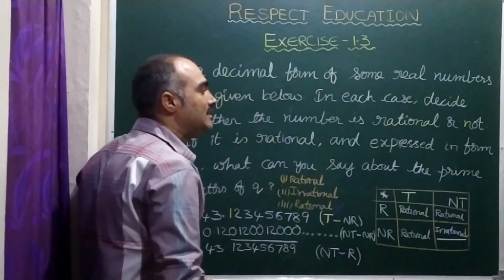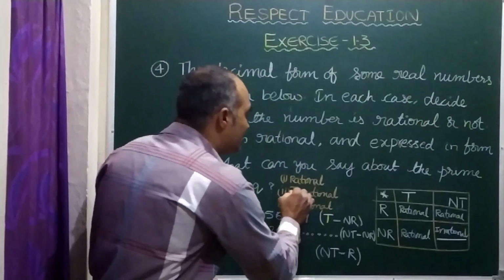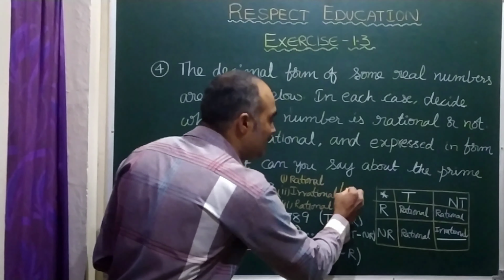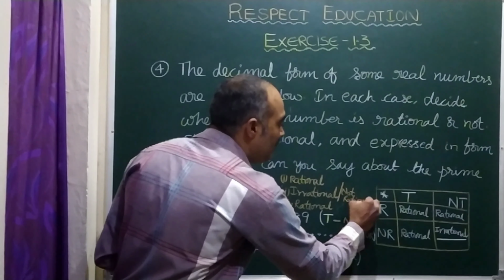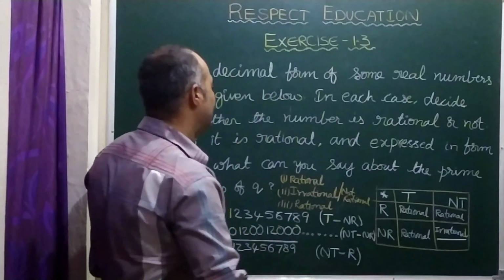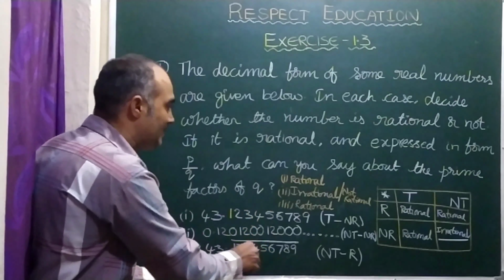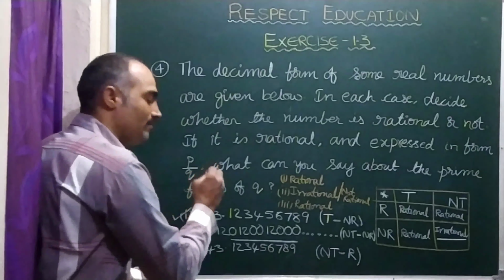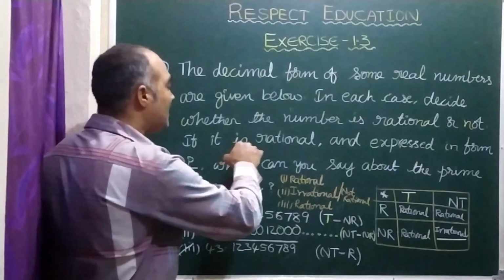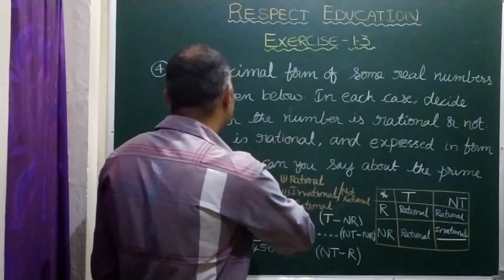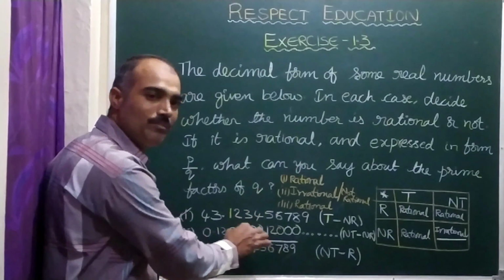In the question it is asked to decide whether the numbers are rational or not. So the second one irrational means it is not rational. We can say it like that also, it is not rational. And one more thing here, if it is rational, see which are rationals here. First one is rational, third one is rational. If they are rational, we need not express them in the form of p by q.